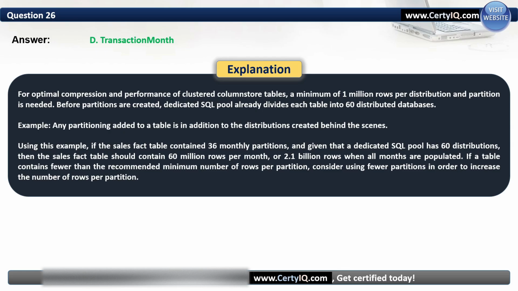Using this example, if the sales fact table contained 36 monthly partitions, and given that a dedicated SQL pool has 60 distributions, then the sales fact table should contain 60 million rows per month or 2.1 billion rows when all months are populated. If a table contains fewer than the recommended minimum number of rows per partition, consider using fewer partitions in order to increase the number of rows per partition.